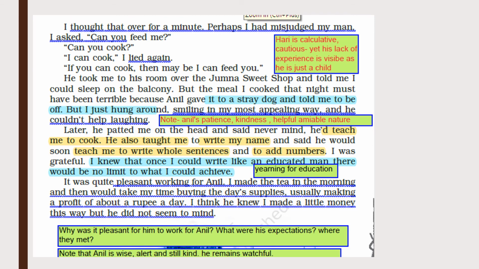It was quite pleasant working for Anil. I made the tea in the morning and then I would take my time buying the day's supplies, usually making a profit of a rupee a day. I think he knew that I made a little money this way, but he did not seem to mind.